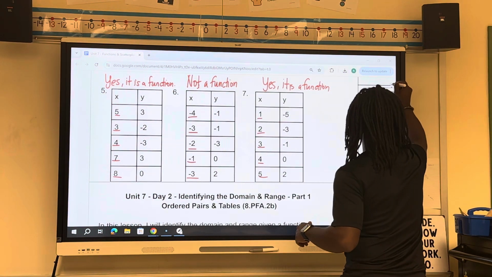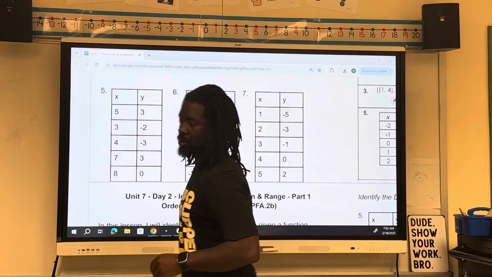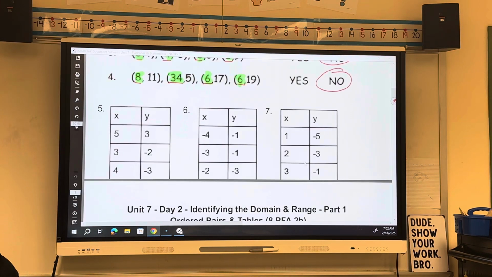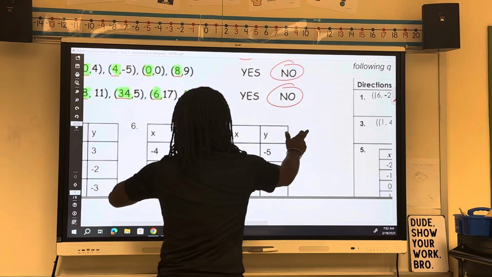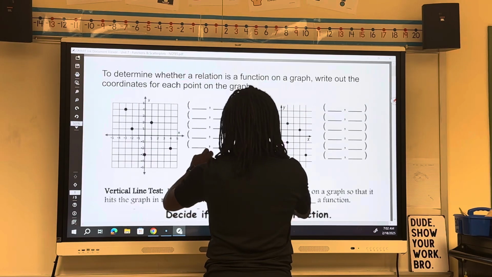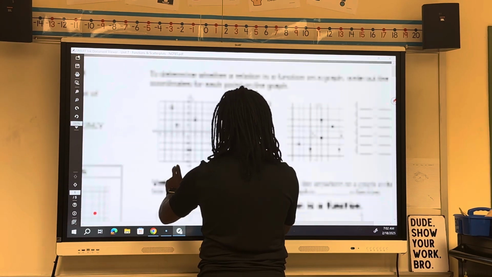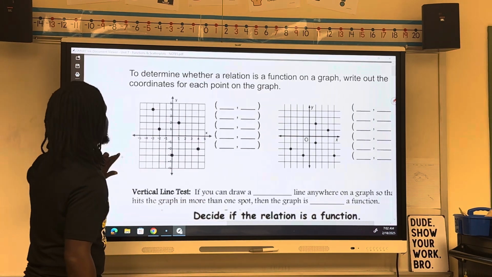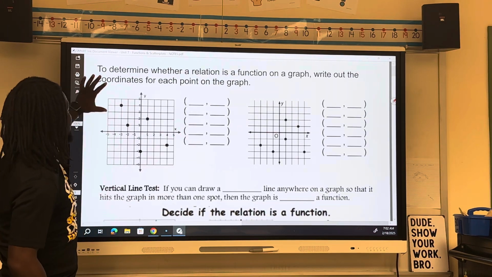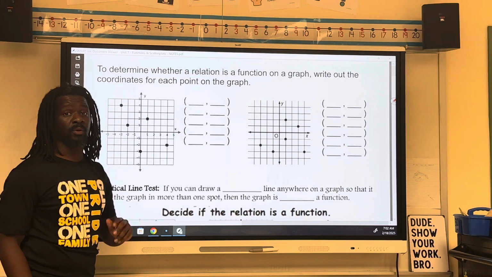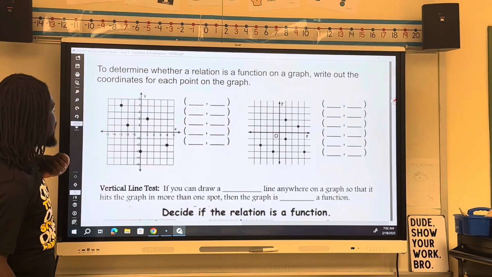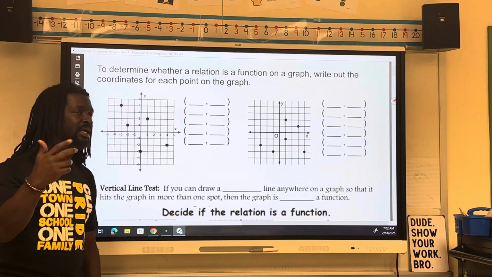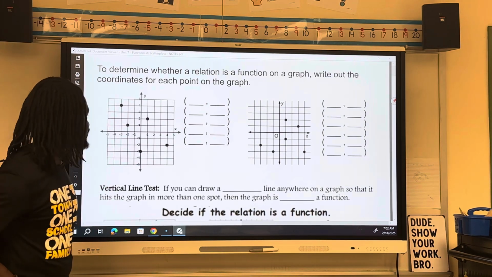Now, lastly, we are going to look at graphs, okay? And graphs is still pretty simple, okay? But there is a little bit more to do here, potentially, okay? All right, so I'm going to teach you two different ways to determine whether or not a relation is a function when you have a graph, okay? First one's going to require a little bit more work. Second one's easy, but I want to make sure that you know how to do both of them, all right?